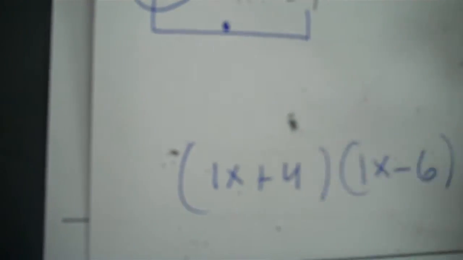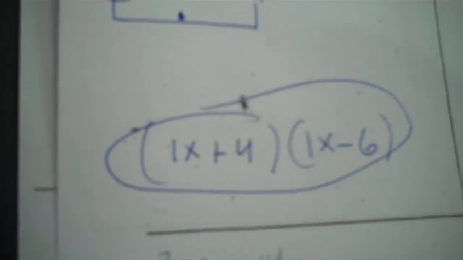So 1x to the second. So you're going to go x times x. You're rewriting, you're breaking it up, and then the 1 is just 1 times 1. Okay? x plus 4 times x minus 6.